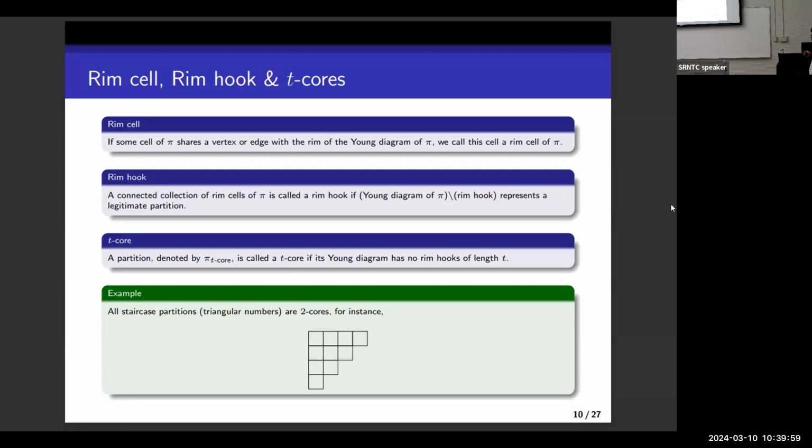Then if you cut off all rim hooks of length 2, then we don't get a partition after that. So that's why all staircase partitions, if you observe, are all 2-cores.